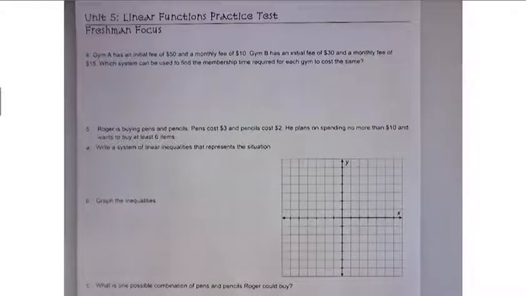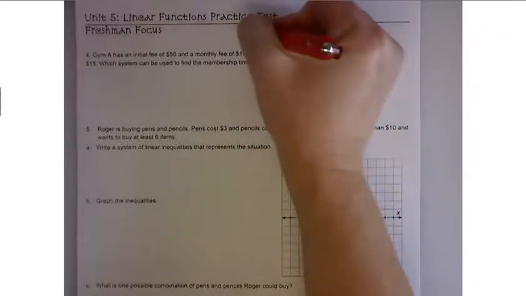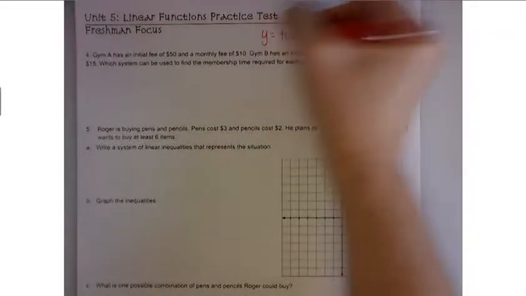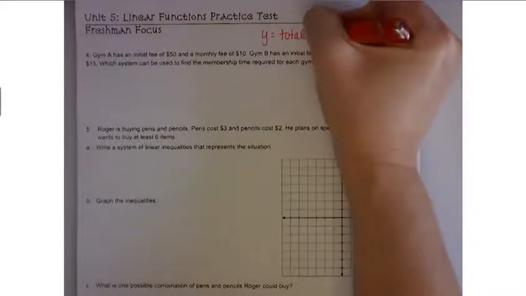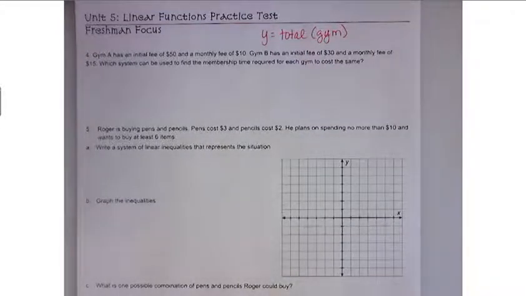Question 4 says Gym A has an initial fee of $50 and a monthly fee of $10. Gym B has an initial fee of $30 and a monthly fee of $15. Which system can be used to find the membership time required for each gym at the same cost? Here's the nice thing. We don't have to find the cost because it's going to find the cost for us. We just need to find the months when these two equations are going to be the same. So for that, we're going to say y is going to equal our total or our gyms. So each of these equations are going to equal y.